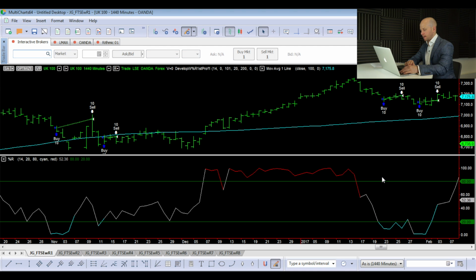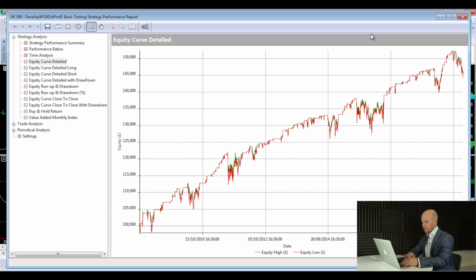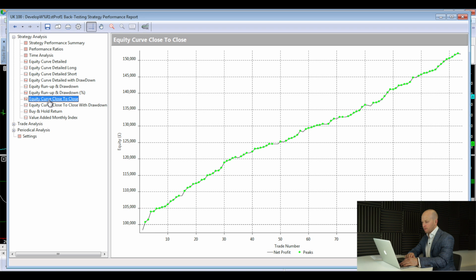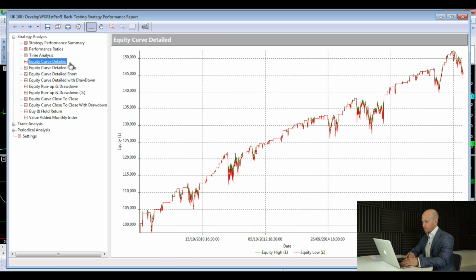So with that said, let's have a look at the results to see how this strategy performed using those standard settings. Now, there's the equity curve, which is pretty nice. This equity curve here gives us quite a good idea because it also includes drawdown. If we look at this equity curve, which is the close to close, it marks every closed out trade, and you can see it's a beautiful equity curve. However, it doesn't show us the drawdowns, which this one kind of does.